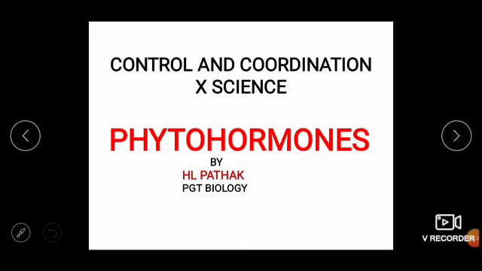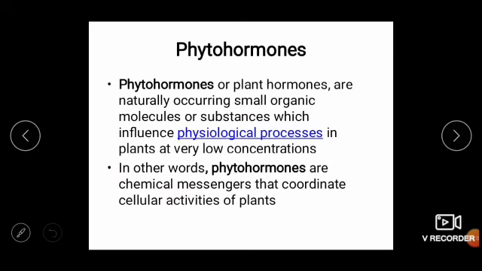They do not have the nervous system, remember. So their functioning is regulated by means of chemicals, and these chemicals are called phytohormones, or we also call them plant growth regulators. So what is the definition now? How do we define phytohormones? Phytohormones, you can simply say they are the plant hormones or the plant growth regulators.